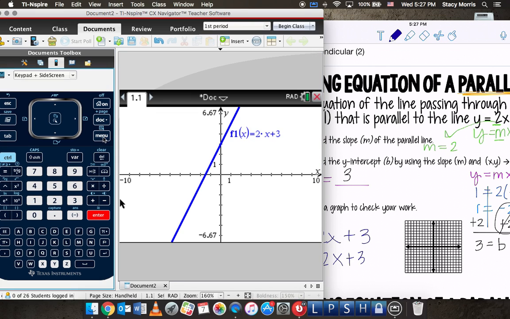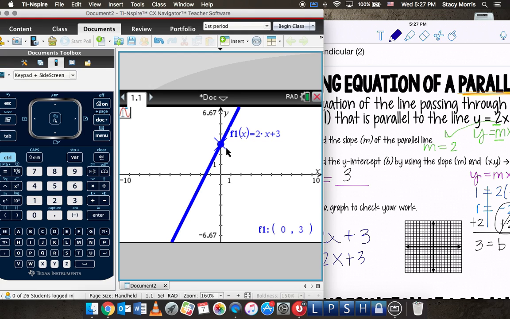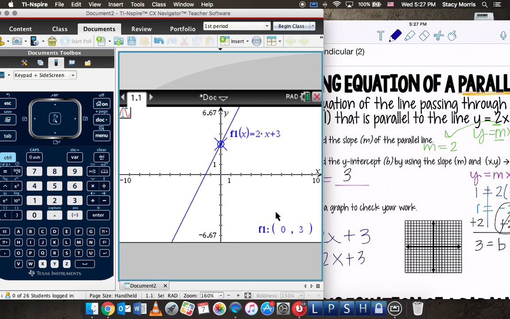So remember to trace, we do menu, trace, graph trace. It always starts out at our y-intercept. Our y-intercept is (0, 3). That should make sense because that's our b, right here, we said our b is 3. So our first coordinate should be (0, 3). That's our beginning, or our y-intercept.